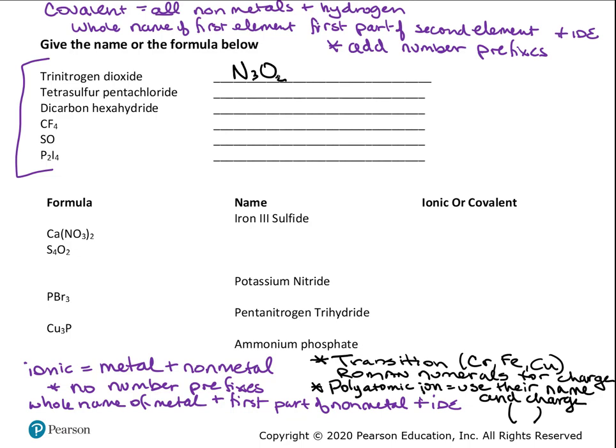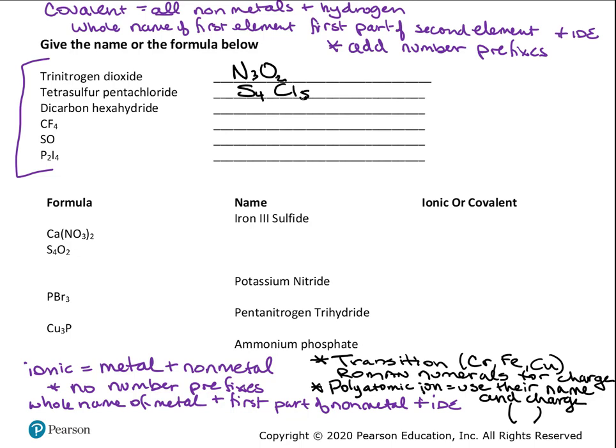The number after the element always tells you how many, and it always goes as a subscript. So I did notice in lab, some people were switching the superscript and subscript numbers or mixing them up. If it's written like this, that means 3 nitrogens, 2 oxygens. What about tetrasulfur pentachloride? Yep. S4Cl5. So that just means 4 sulfurs, 5 chlorines.